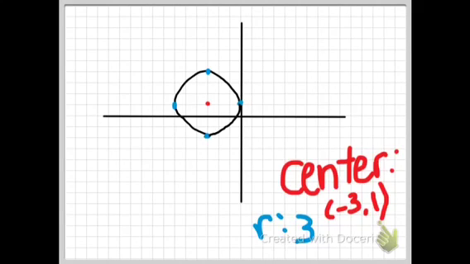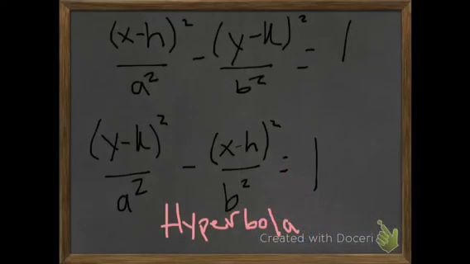So the r's are in blue, like I said: 3 up, 3 down, 3 to the side, and 3 to the other side. And the center is (−3, 1). Pretty simple graphing. Okay, the next conic we're going to work on is the hyperbola conic.